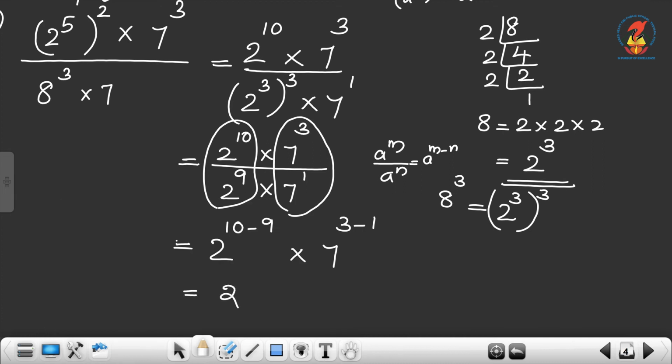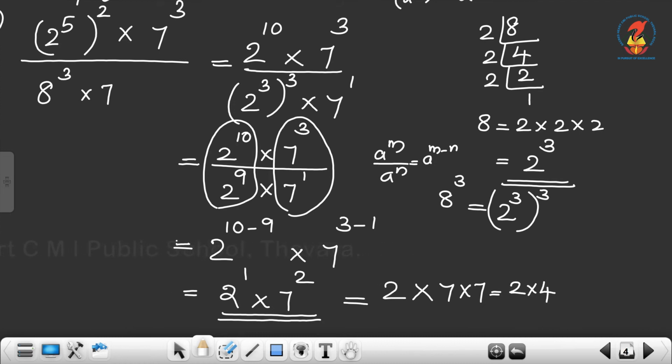Equal to 2 raised to 1 into 7 square. So if you want to write down the answer in the exponential form, it is 2 raised to 1 into 7 square. Suppose we want to simplify and find out the answer. 2 raised to 1 means it is 2. 2 into 7 squared. 7 squared means what? 7 into 7. That is 2 into 49. So we can find out the product, 2 into 49.